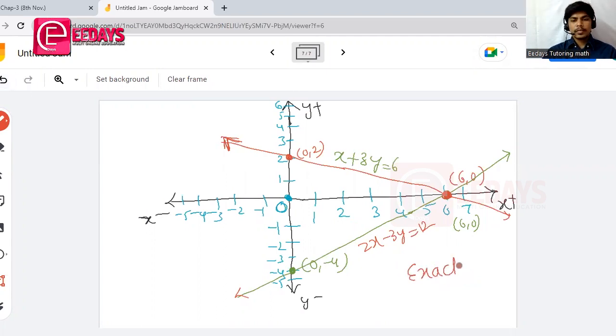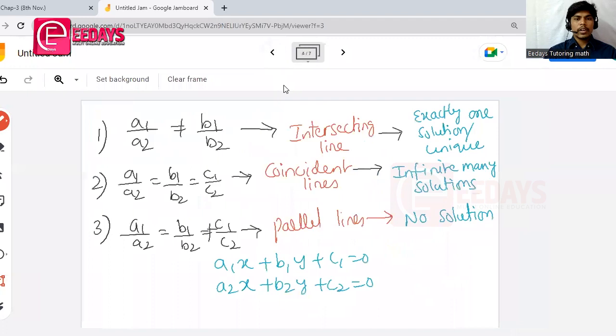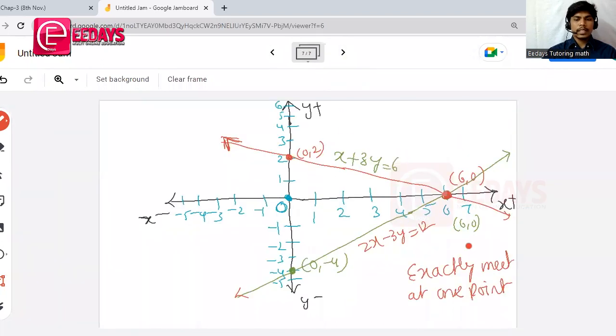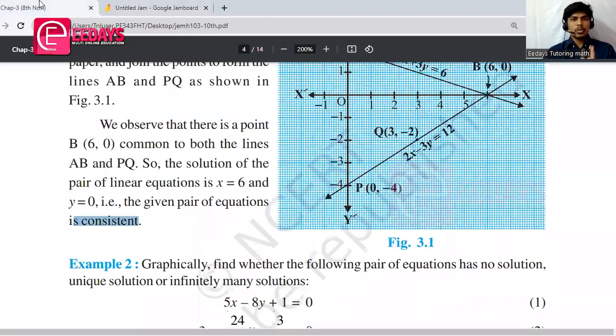Exactly one point, or else unique solution, it's up to you. For exactly one solution, or unique solution, we call it intersecting lines. So this graph is intersecting lines, intersecting at 6, comma 0.